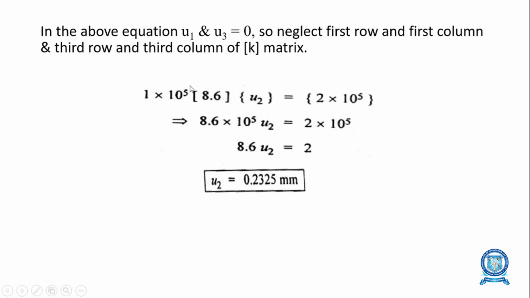1 into 10 to the power 5 into 8.6 into vector matrix of U2 is equal to 2 into 10 to the power 5, which is the balance in the general finite element equation. So we are taking 8.6 into 10 to the power 5 U2 is equal to 2 into 10 to the power 5. So 8.6 into U2 is equal to 2, because 10 to the power 5 and 10 to the power 5 are cancelled. So U2 is equal to 2 divided by 8.6. So the final value of U2 is equal to 0.2325 mm. While calculating with the help of the calculator, we got the value of U2 is equal to 0.2325 mm.